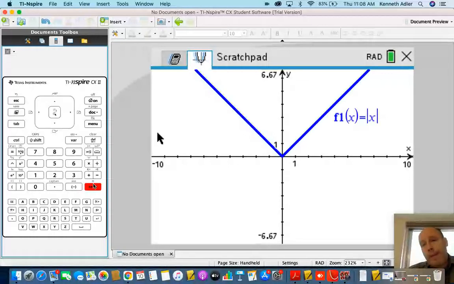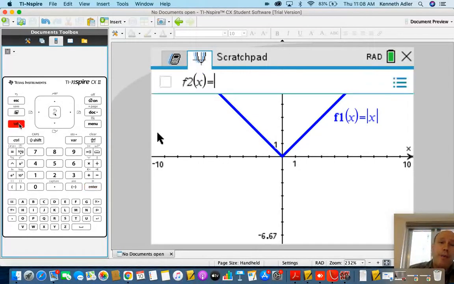Now, we can make transformations to this. For example, let's go to tab. I'm going to put a negative 2, times, and then I'm actually going to use the function f1, open parentheses.